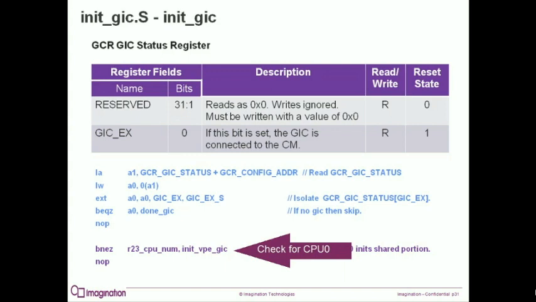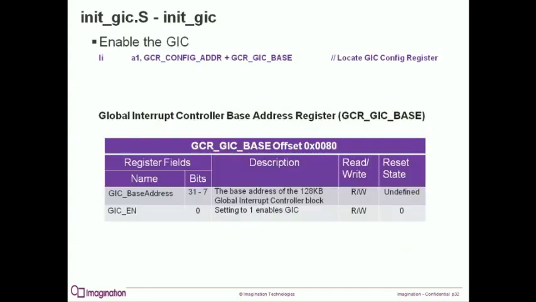There are two parts of the GIC that need to be initialized. A shared part that needs only to be initialized by CPU 0, and a local part that needs to be initialized by each processor. The code will do the shared part only if it is CPU 0, so it checks GPR23, the CPU number, and will skip the shared section if it is not 0.